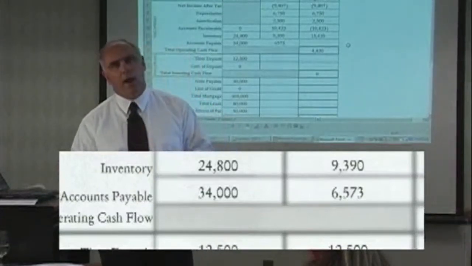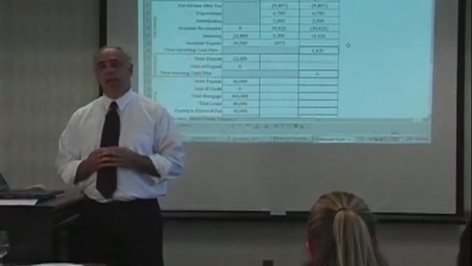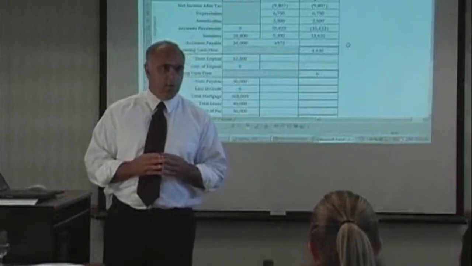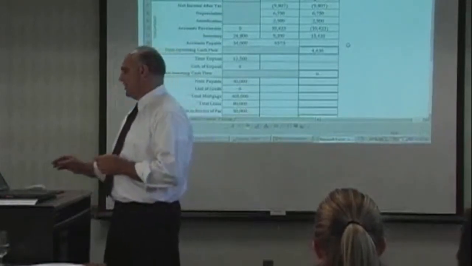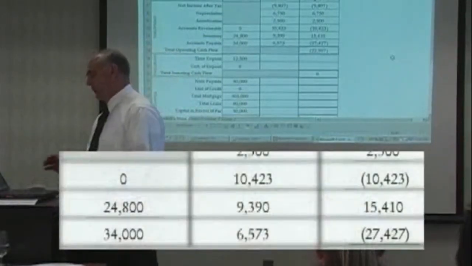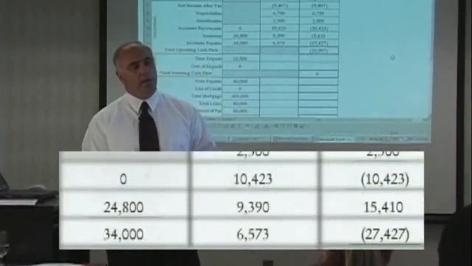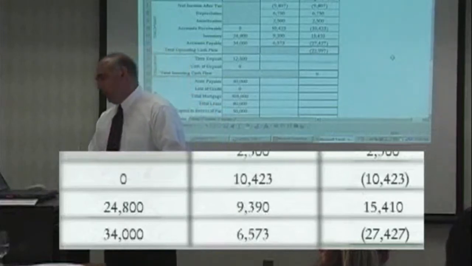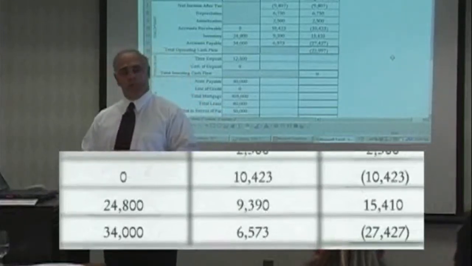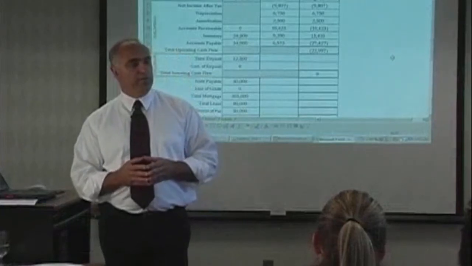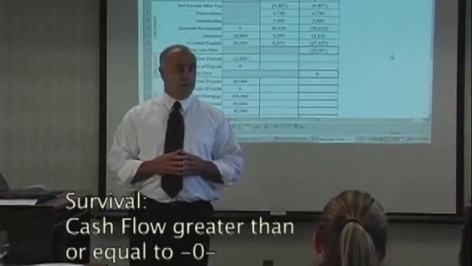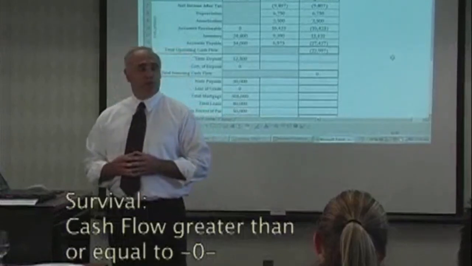Accounts payable is a liability account. Again, think about the effect on cash. We owe people less money at the end of the quarter than we did at the beginning of the quarter. The only way that could occur is by paying those people over the course of the quarter. So the change in this account is going to represent a cash outflow of $27,427. And the total operating cash flow at our place in the first quarter is not very good. It's a negative $22,997. Remember the equation for survival in business. Survival in business is a cash flow greater than or equal to 0. So unless some things occur in other areas of our statement of cash flow, our place could have a very short life expectancy of 1 quarter if we fail to make good the promises.